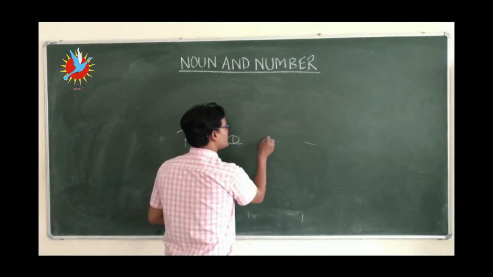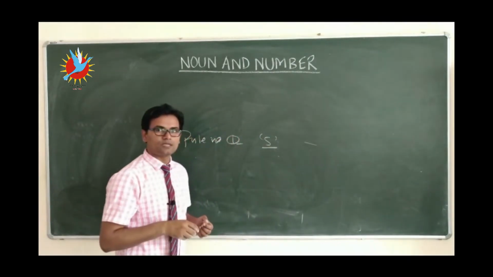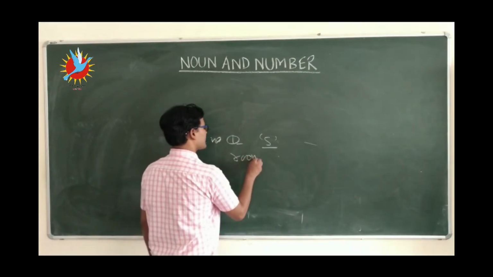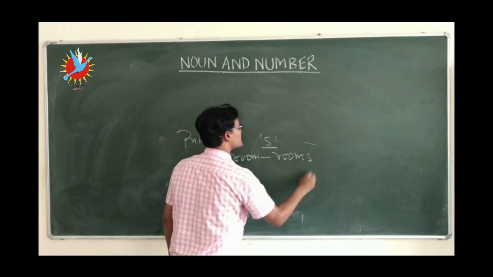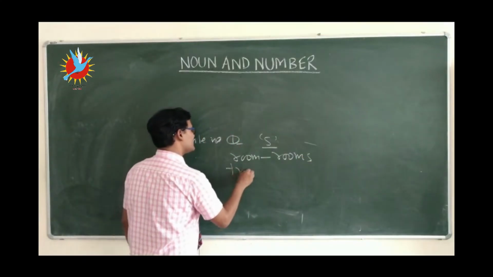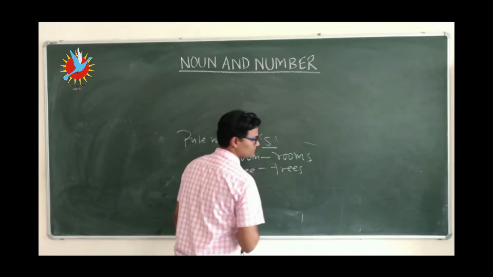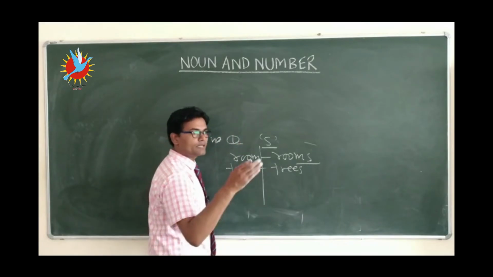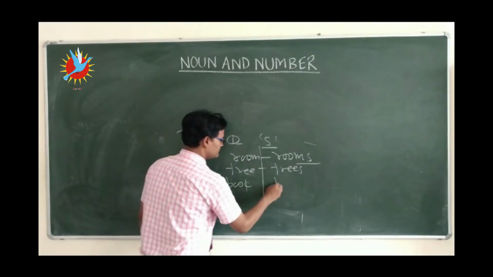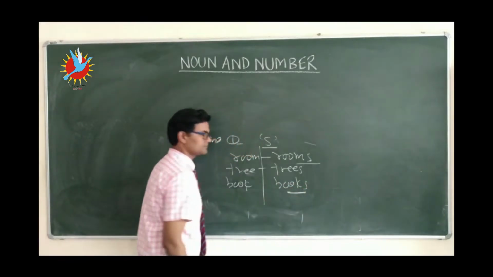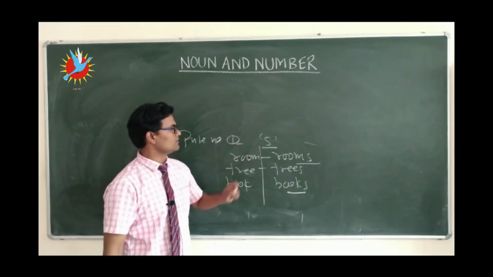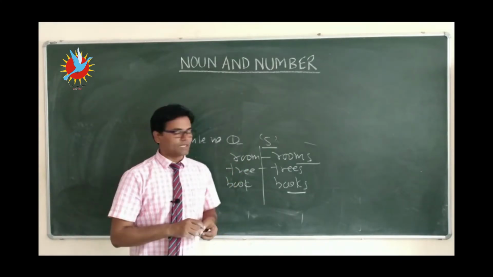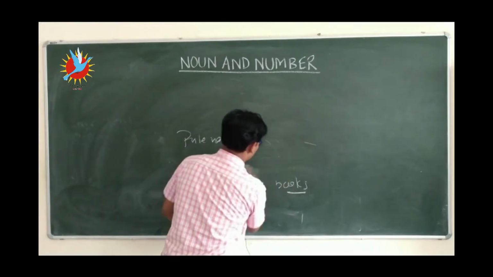Generally we just add s, okay, to change from singular to plural. Like room, it becomes rooms. Tree, it becomes trees. Okay, singular, and these are plural. Like book, books. Okay, it is a very common and general rule on how to change number from singular to plural. Rule number first.